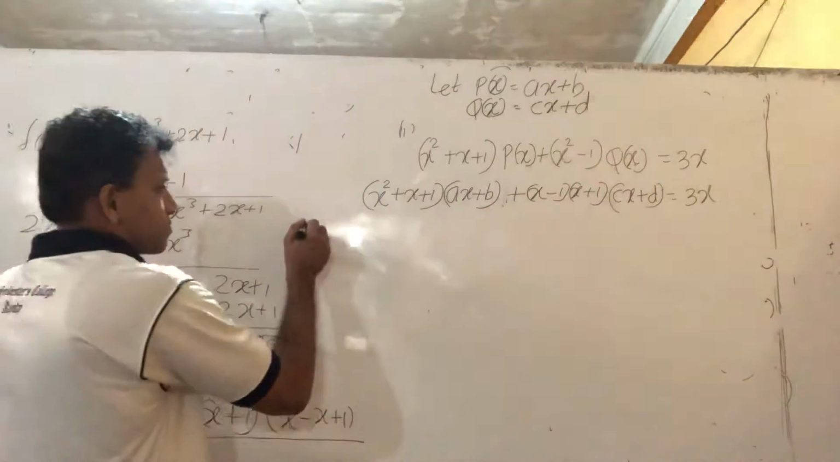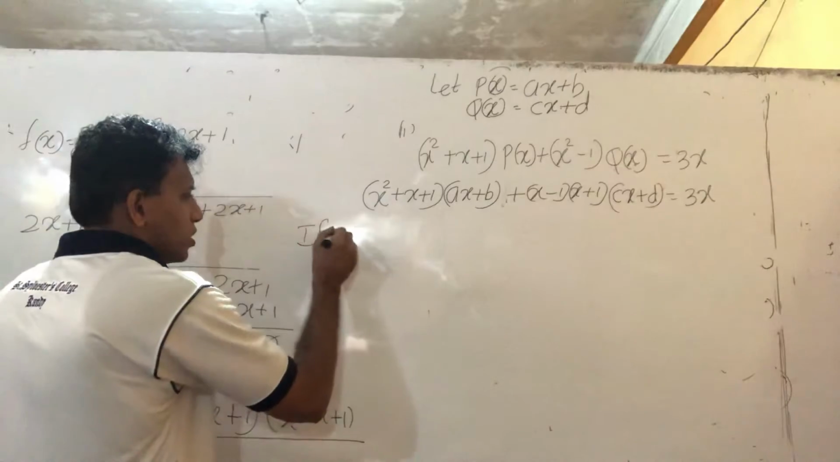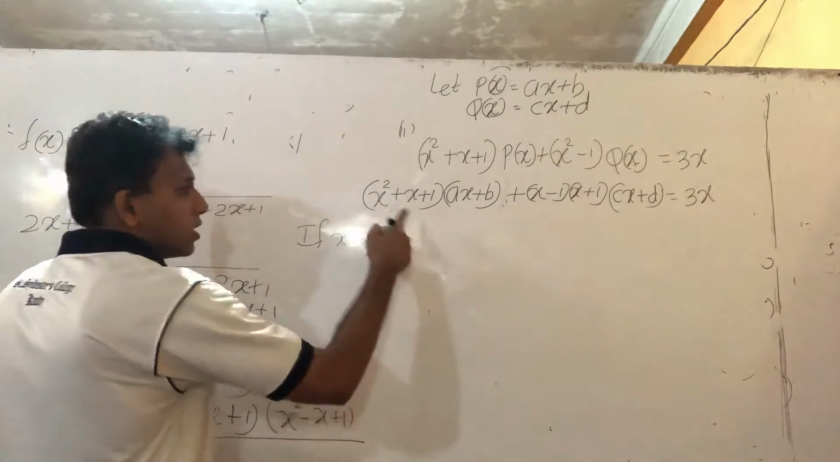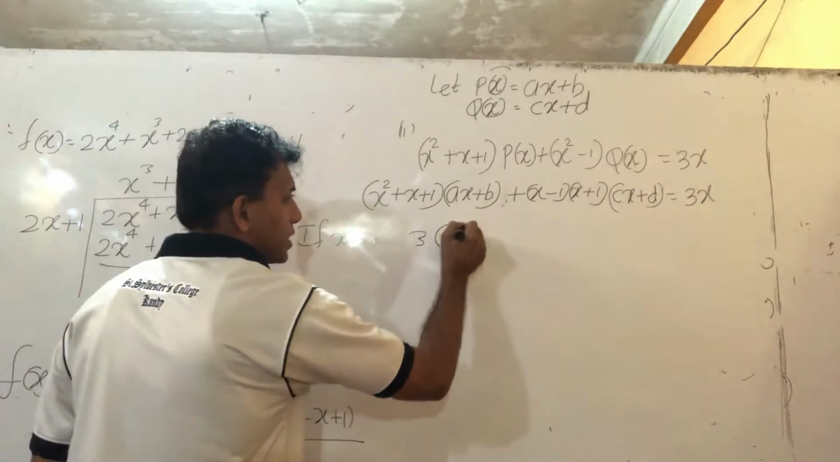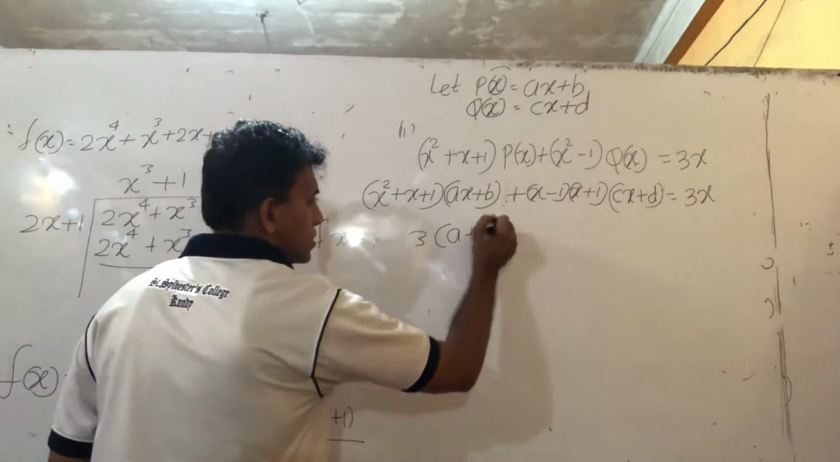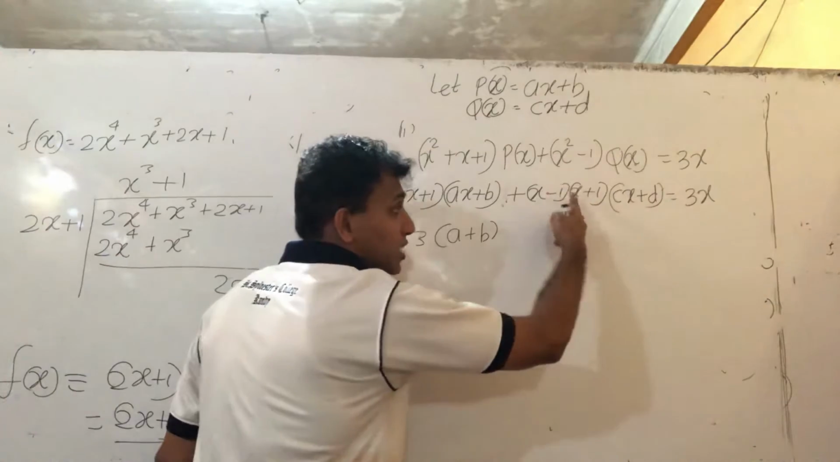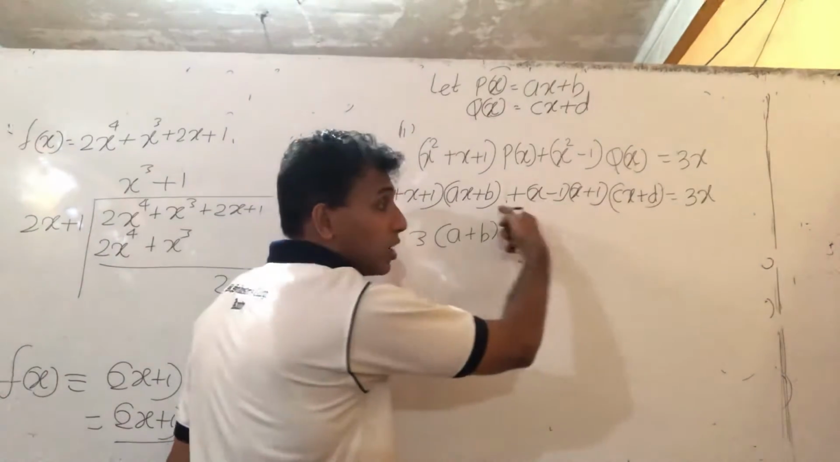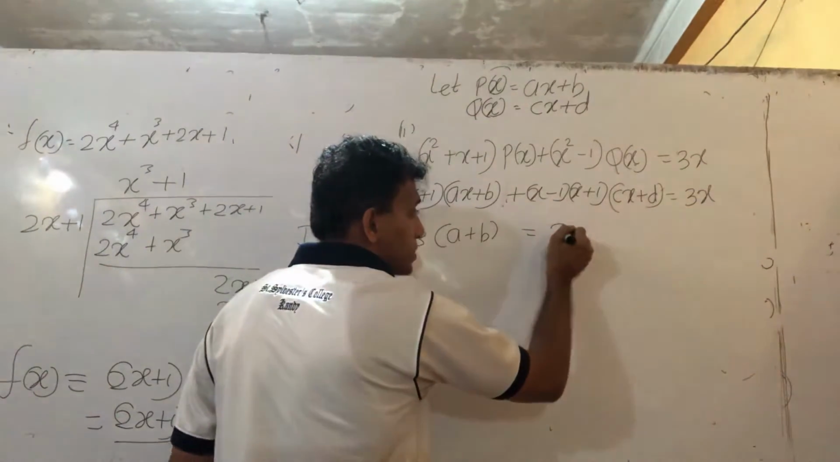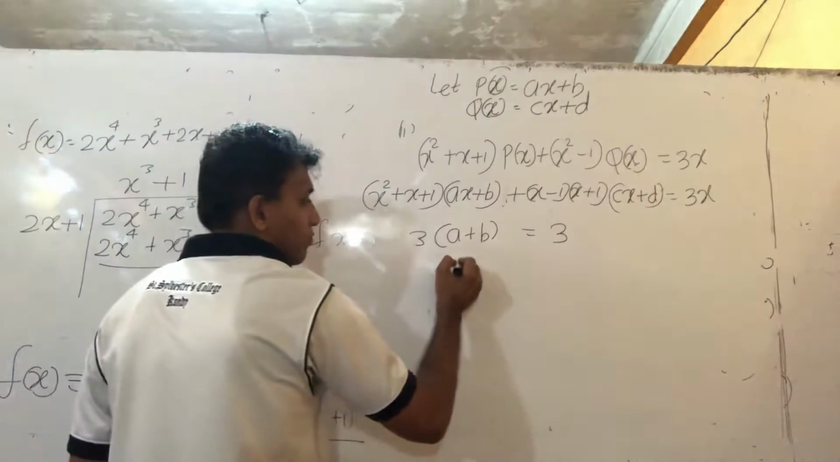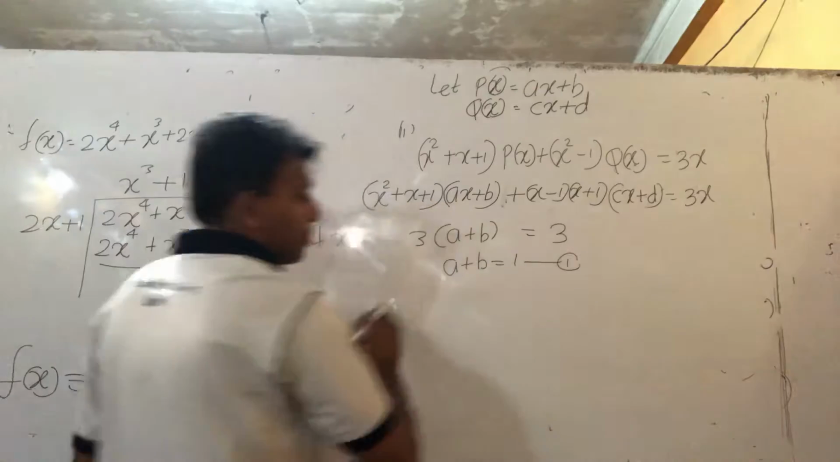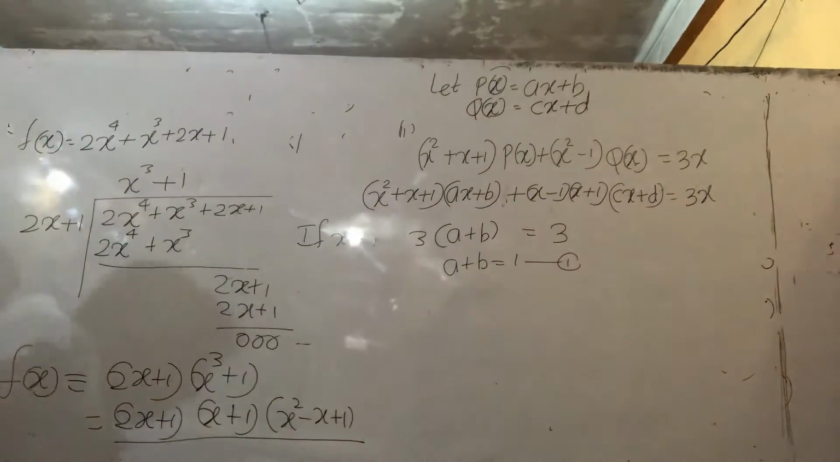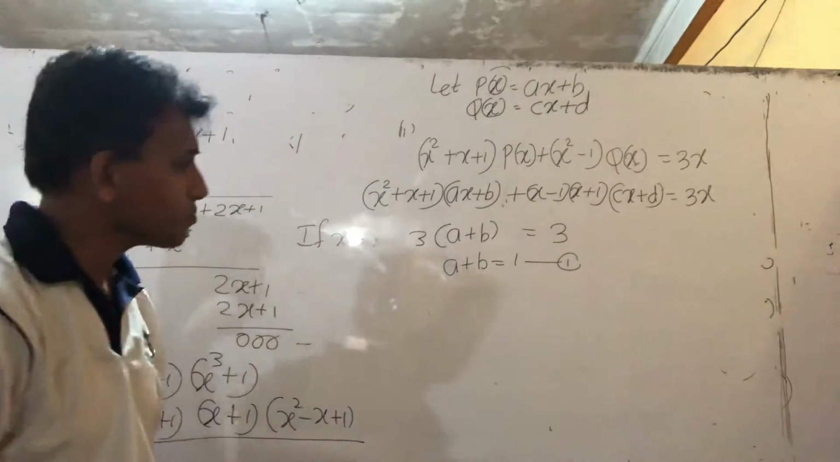So if x is 1, 1, 1, 1, 3 into a plus b, these parts are 0, we put x for 1, 1 minus 1 is 0, everything 0, 1 times 3 is 3. Therefore your first equation becomes a plus 3 equal to 1, okay? a plus 3 equal to 1.